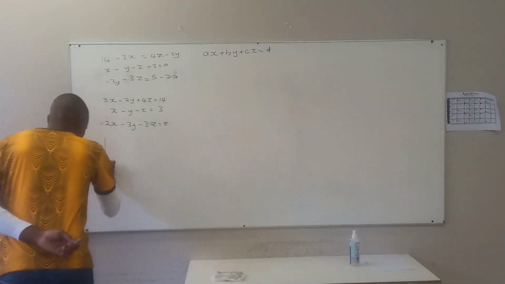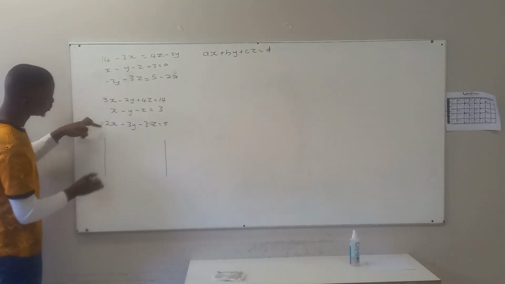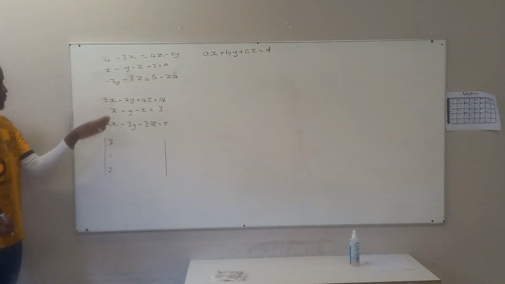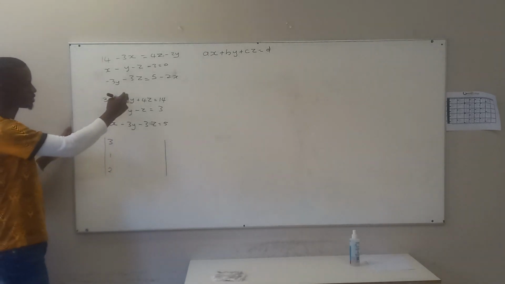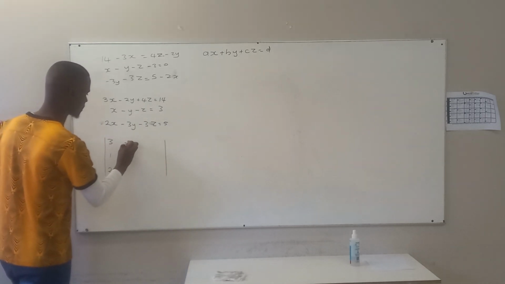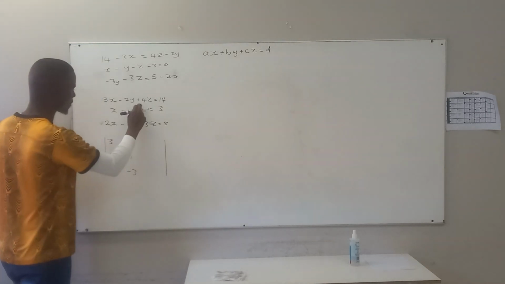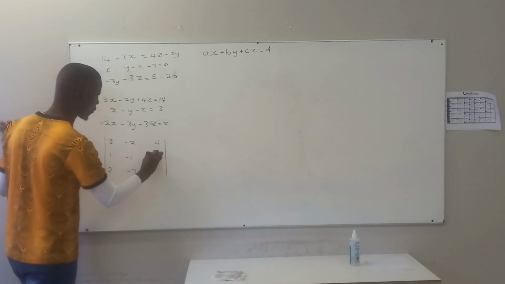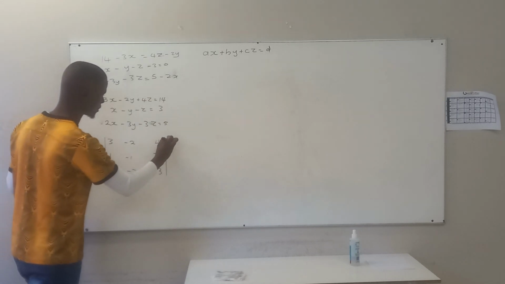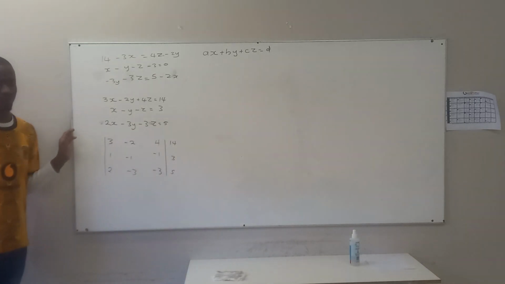Then we draw our matrix. 3 by 3. 3, 1, 2. We only take the coefficients. So the coefficient of x, we put them here. The coefficient of y in the middle, and so on and so forth. Then it's negative 2, negative 1, negative 3. Then this one is 4, negative 1, negative 3. Our constants are 14, 3, then 5.